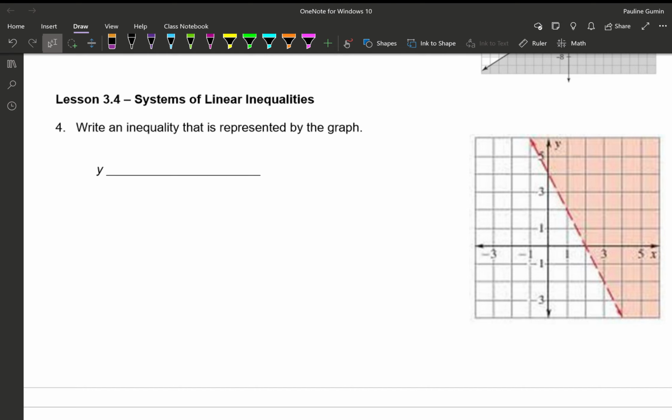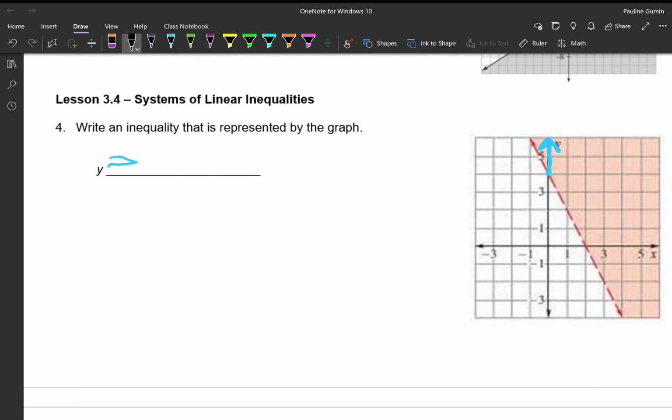Okay, so this is a dashed line, so I know that my symbol is not going to have a line underneath it. Let's decide what kind of symbol it is, though. I'm going to put my pencil on the y-intercept, and then I'm going to point an arrow straight up or straight down the y-axis towards the shaded area. In this case, I'm going up, so y is greater than.